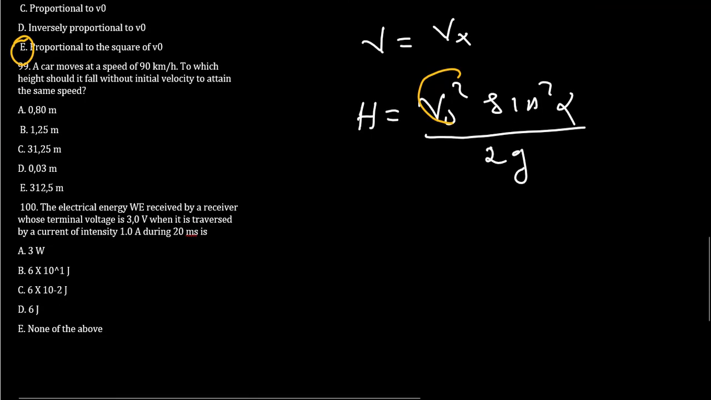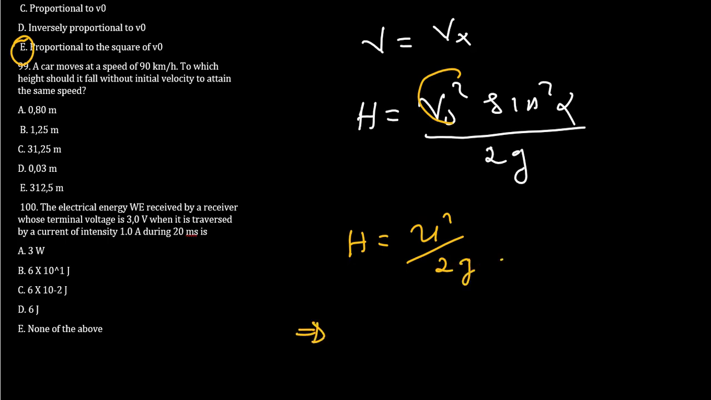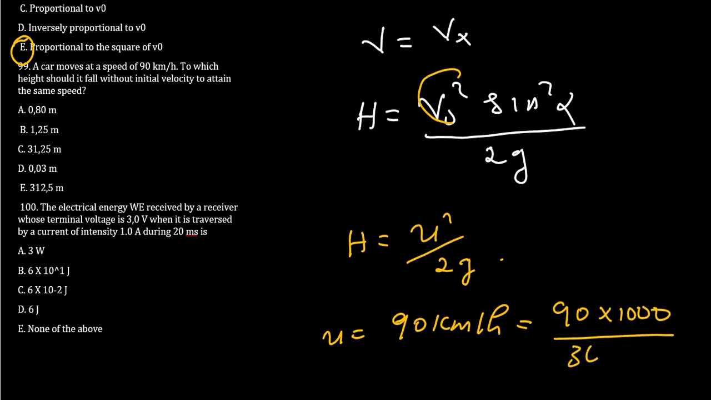Question number 99. A car moves at a speed of 90 km per hour. To which height should it fall without initial velocity to attain the same speed? So the height is given by u squared divided by 2g, and so we are looking for the height which you can attain with that speed. So let's get the expression of the speed in meters per second. So u is 90 kilometers per hour, which is 90 kilometers times 1000 per hour divided by 3600.